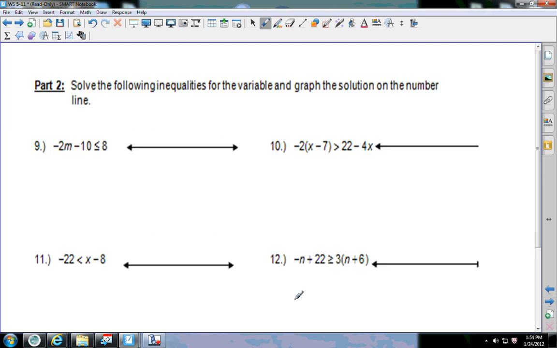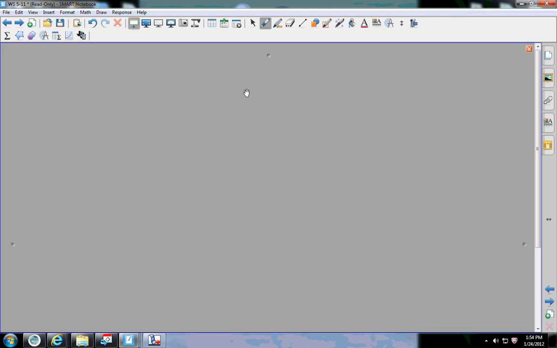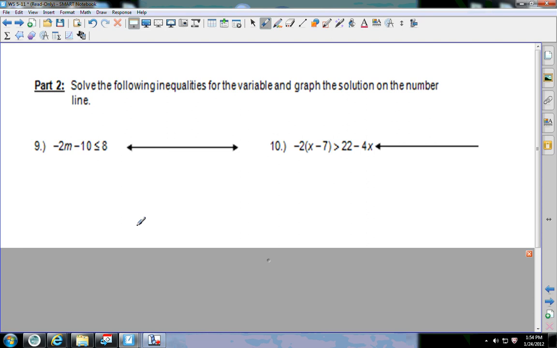Here's the next page. You can pause this video and we can go through each one of these. Let's try and just do the first two. Right here, this is our one variable inequalities, we need to get m by itself. And the way we do this, we add 10 to each side. I get negative 2m is less than or equal to 18.